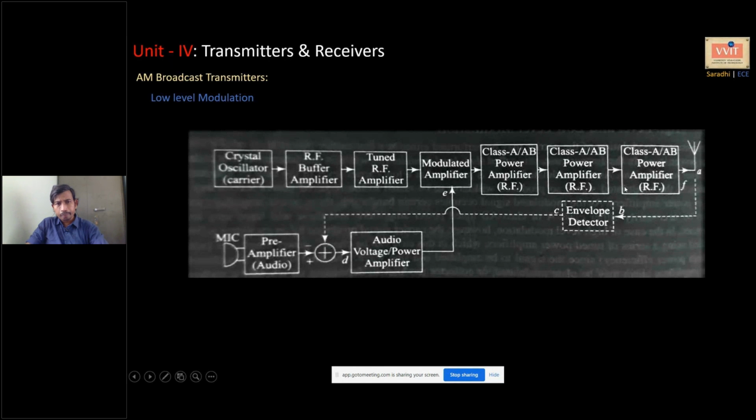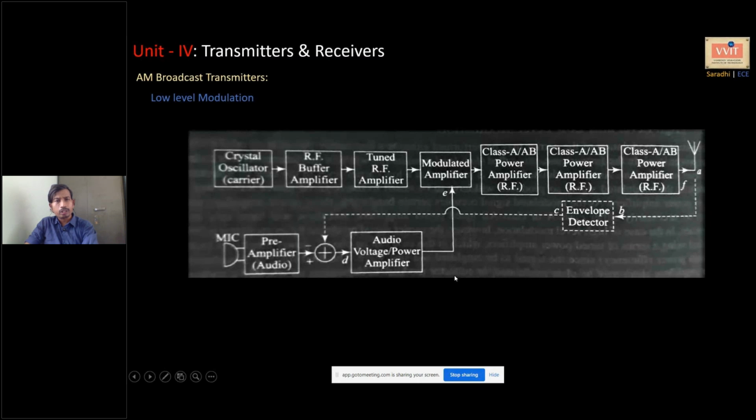And we have here a feedback via envelope detector in the feedback path, that is to cancel the echo. This microphone may be picking up the transmitted signal, and that has to be cancelled out. So that is why this feedback is necessary, for echo cancellation.